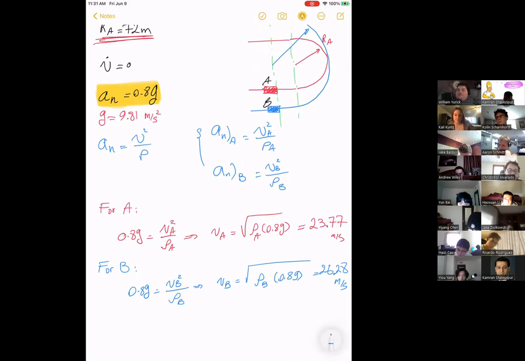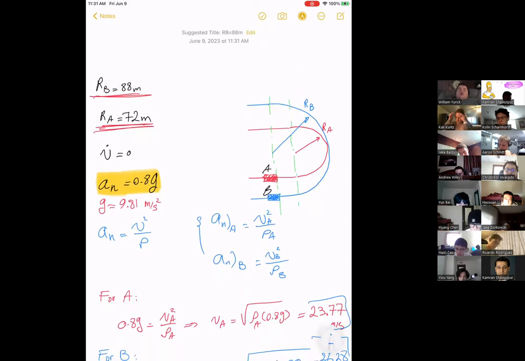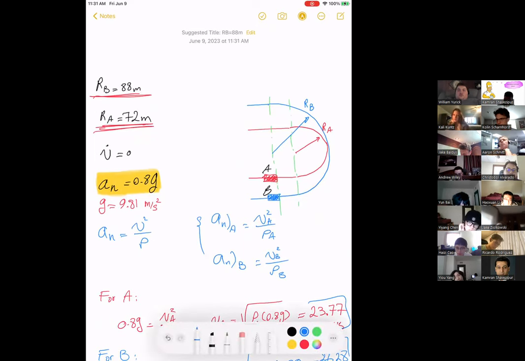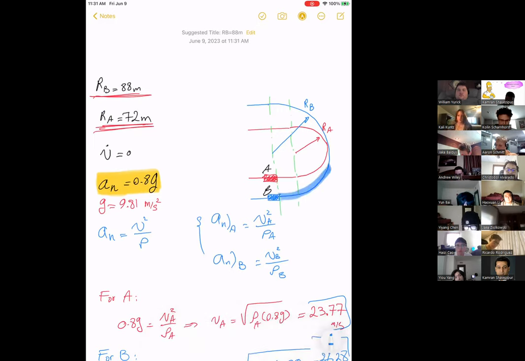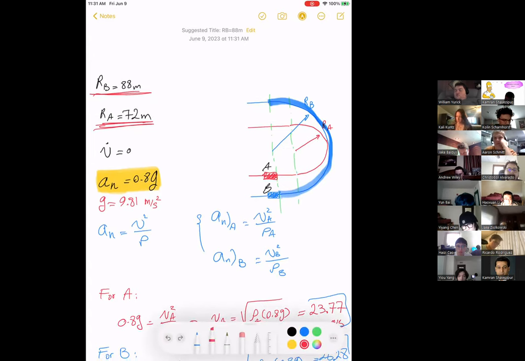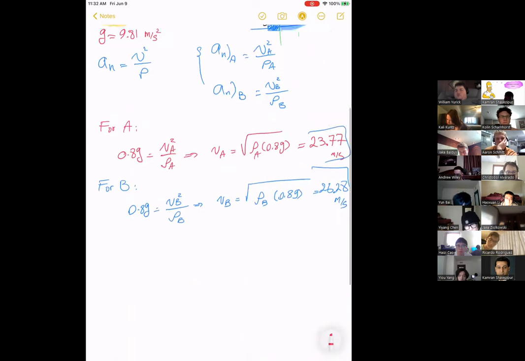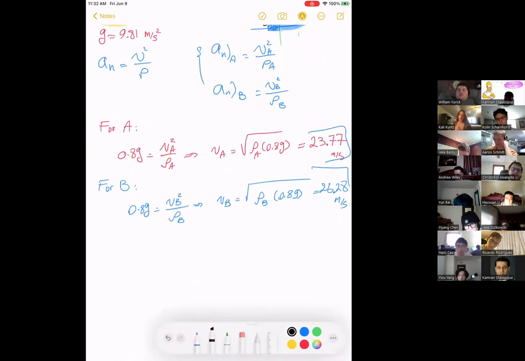Okay. Now, we have the velocity for A and B. The problem says how long it takes for each of them to go from C to C prime or whatever it is. Now, I'm going to get the path of motion for each of them. So for blue, as I said, it's going to go through this blue path. And for the red, it's gonna go like this. It's gonna go straight, half a circle, and straight, right? And they both have constant velocity. Let's see how much is the length of the path for each of them.